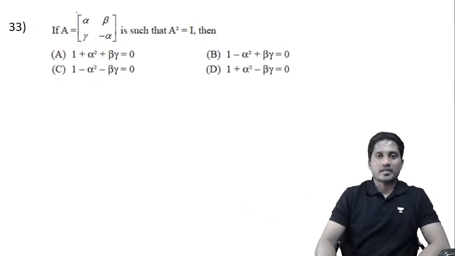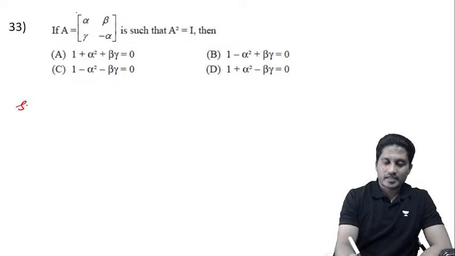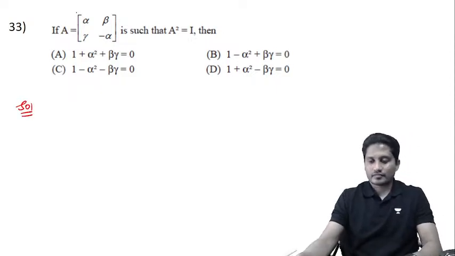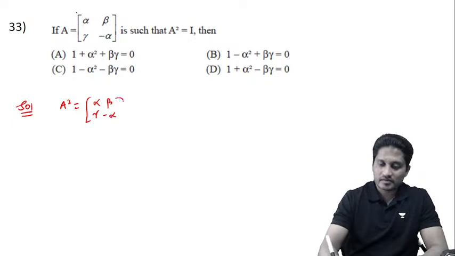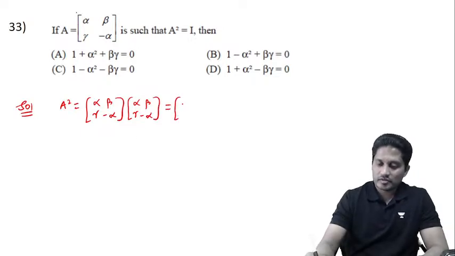Right, question number 33. A square should be equal to I, then which of the following is true? A square is equal to this matrix with alpha, beta, gamma and minus alpha, multiplied by itself. If I multiply first row, first column, you will get alpha square plus beta gamma.